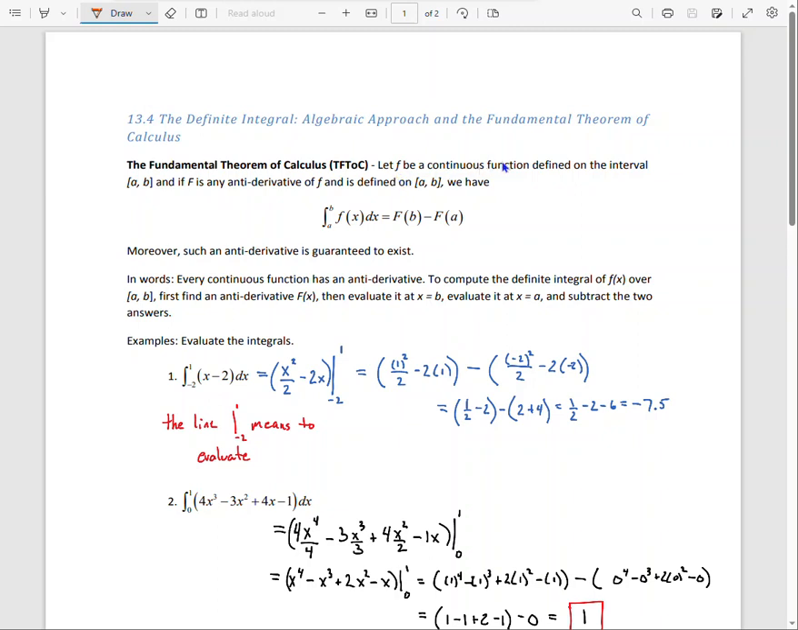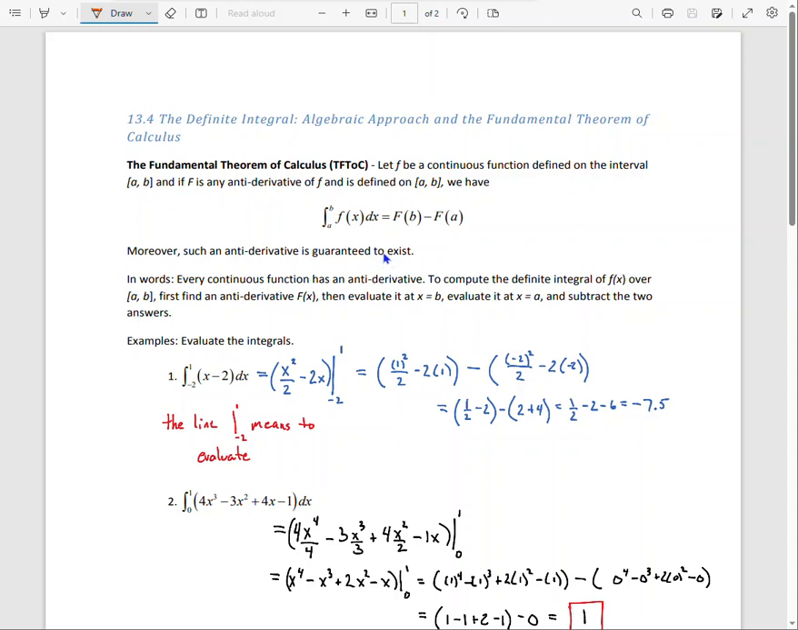Let f be a continuous function defined on the interval from a to b, and if capital F is any antiderivative of little f and is defined from a to b, then we'll have the integral from a to b of f of x dx equals capital F of b minus capital F of a. Moreover, such an antiderivative is guaranteed to exist.